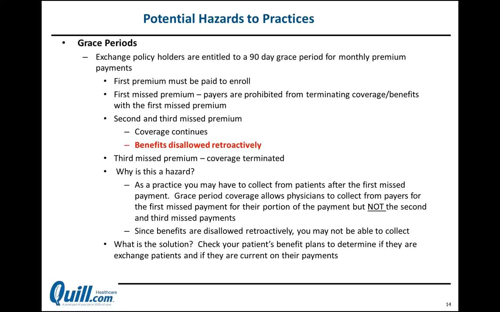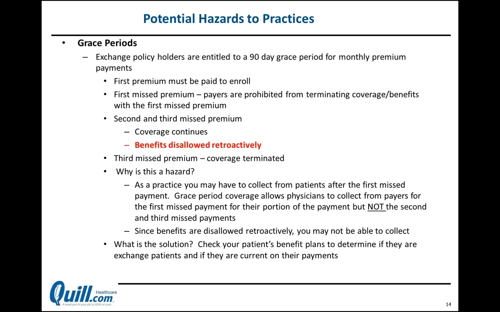the grace period structure is that there's this 90-day grace period for monthly premium payments, and the first payment has to be paid in order for the patient to be enrolled in the plan. So they're going to make at least one payment for sure, or they never get into the plan. However, it's open kimono after that, meaning that at any point a patient, a beneficiary, could potentially stop paying, and at that point it becomes the first missed premium.